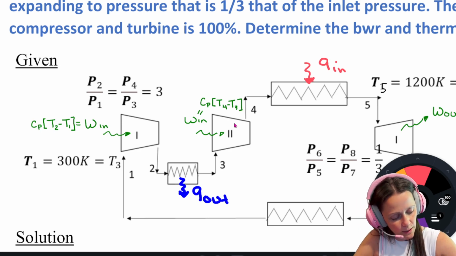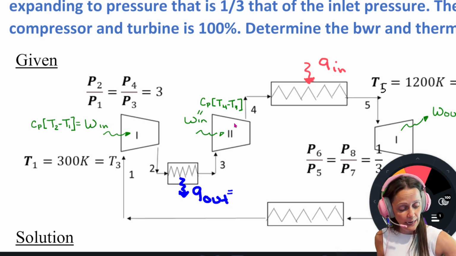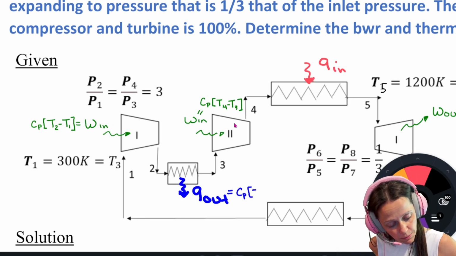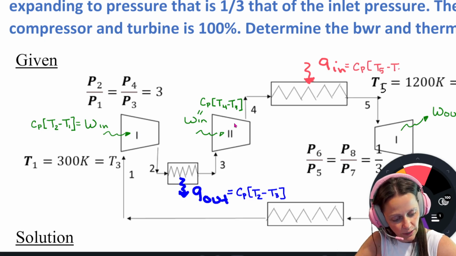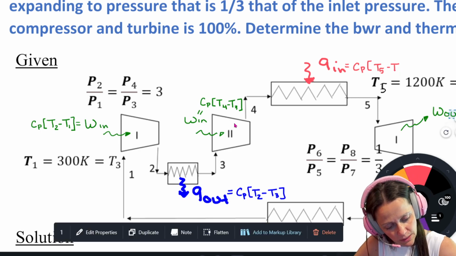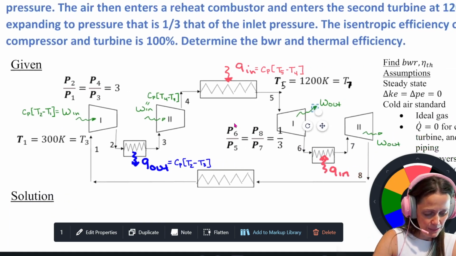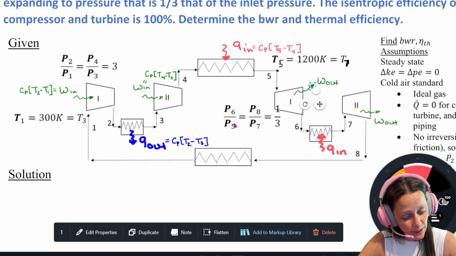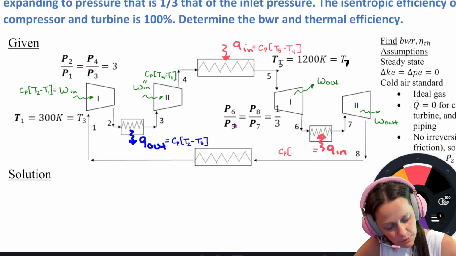Let's do the Q out. This is between 2 and 3. Well, the temperature is going to go down, so T2 is the bigger one. T2 minus T3. I've got a Q in up at the top. Which one's going to be bigger is going to be the temperature at the end of that heat addition process. T5 minus T4. Then I got another Q in down here. This becomes CP times T7 minus T6.